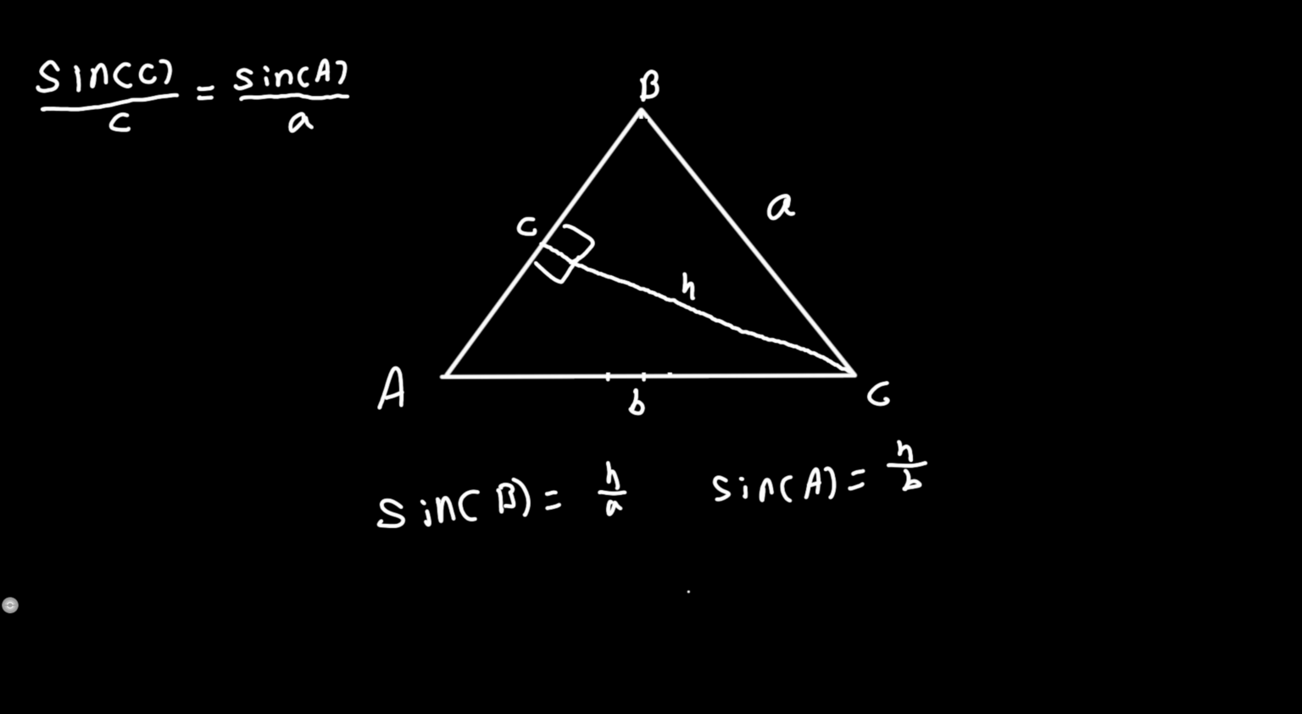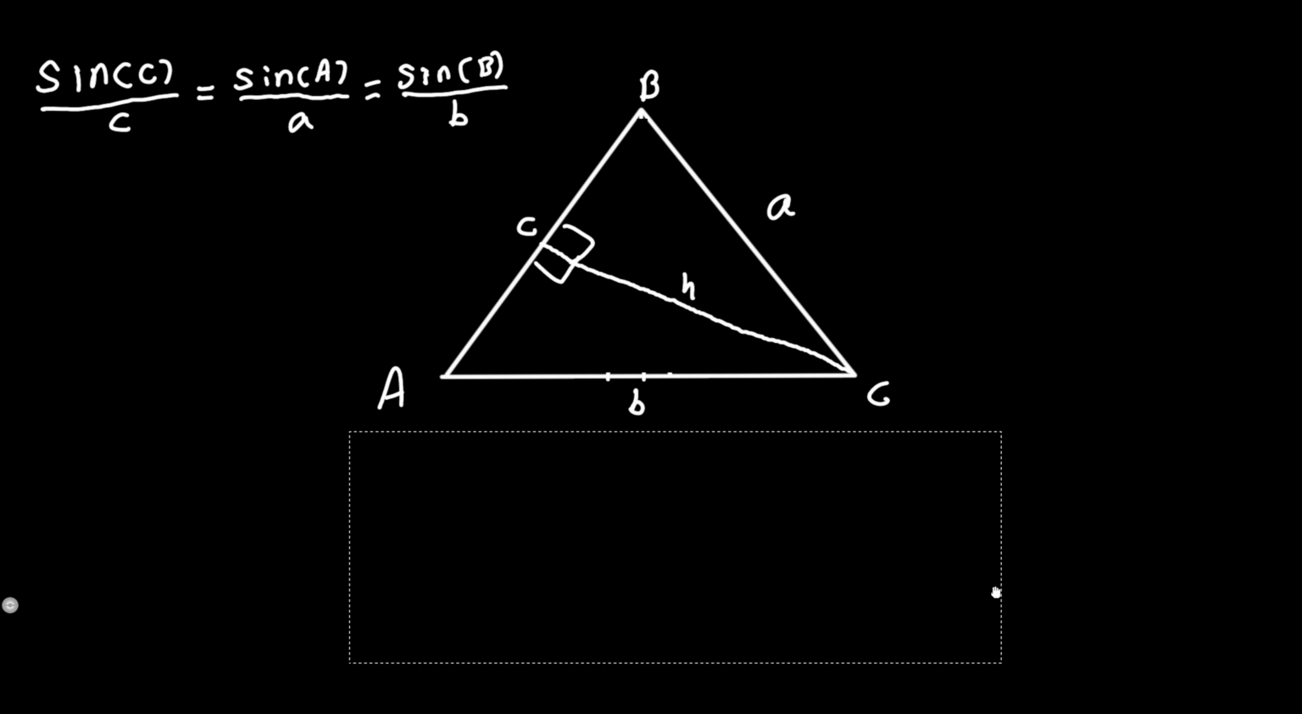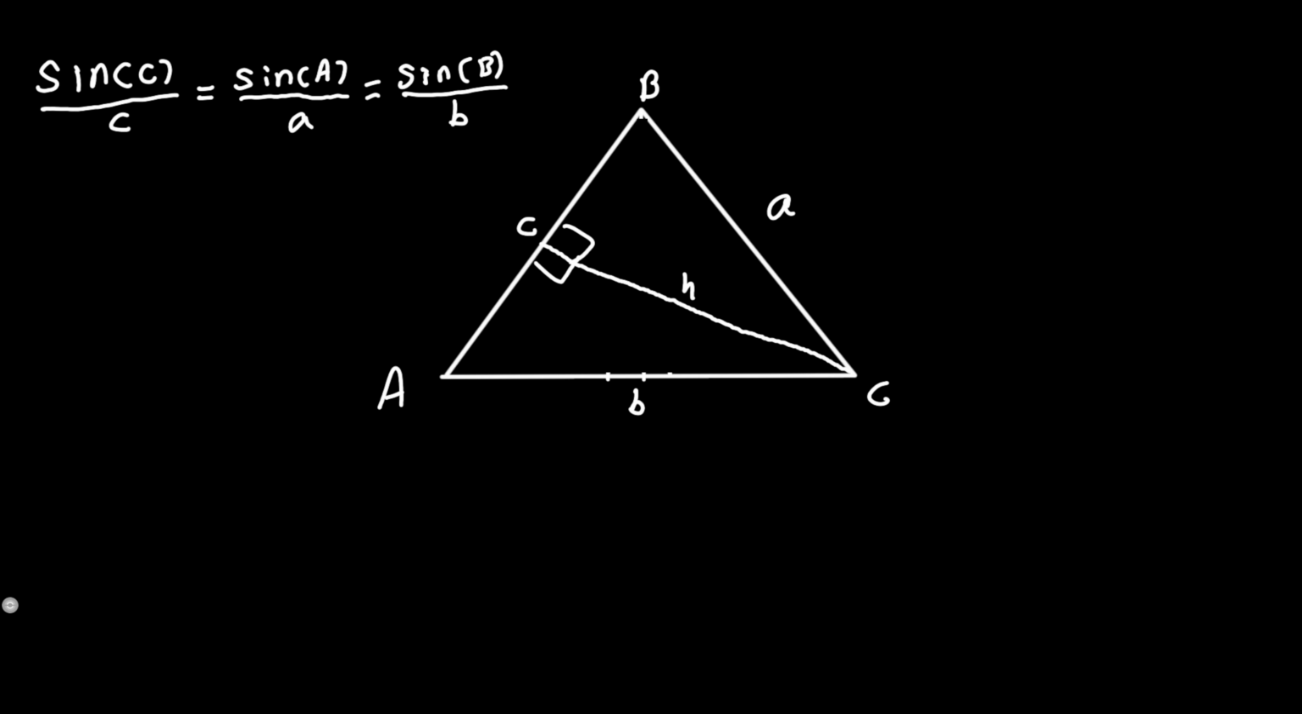And then doing the same process, right? We're going to end up with sine of A over a is equal to sine of B over b. And we could say that that one is also equal to these two other expressions. So we have sine of B over b is equal to sine of C over c and sine of A over a. That was a fairly simple proof, right?